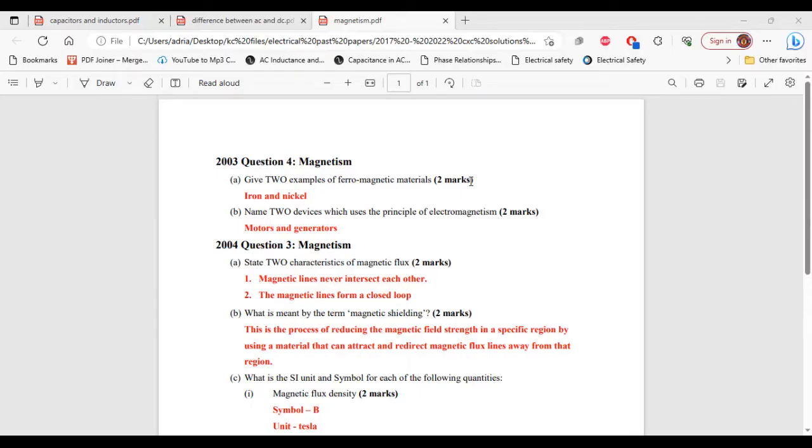So this is question four from the 2003 past paper. Part A, it says, give two examples of ferromagnetic materials. These materials are iron and nickel.